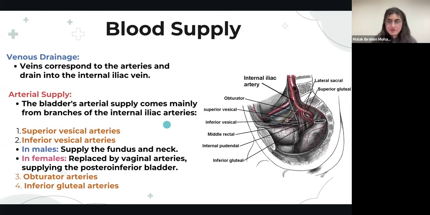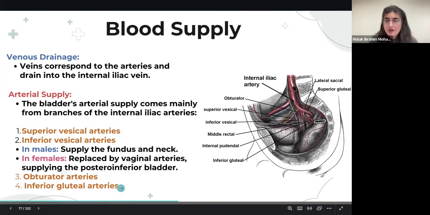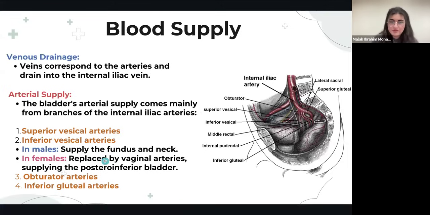The bladder's arterial supply comes from branches of the internal iliac arteries. What are these branches? You have the superior vesical artery, the inferior vesical arteries, the obturator arteries, and the inferior gluteal arteries. It's a lot to remember, but honestly, I would just say know the main ones. I think this part, he could ask you a question about it. The ones in males and females.